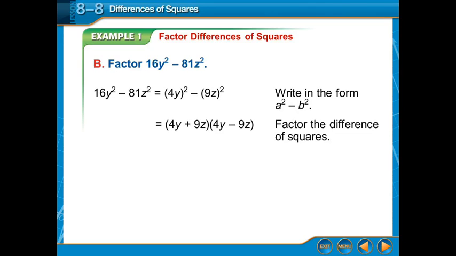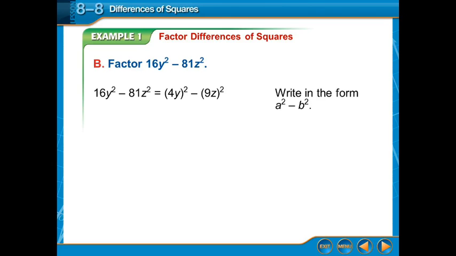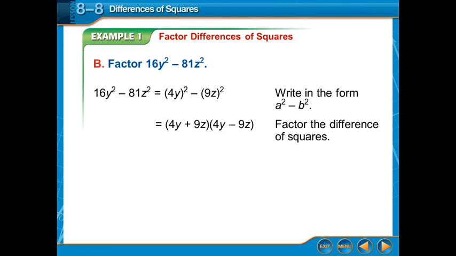If you FOIL this back together again, you would get that middle term that would cancel out. And so your answer here would be 4y plus 9z and 4y minus 9z.